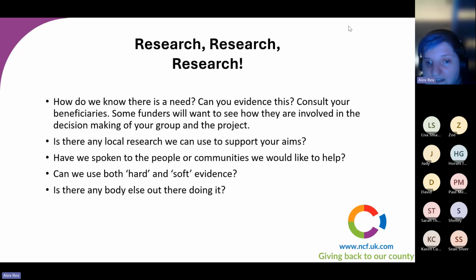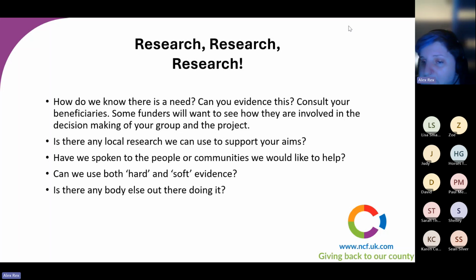It might be something a bit more out of the box than maybe you were thinking. So it's always really good to engage with that. So you're gathering evidence about what the need is, and then you can gather information about what they're after and what kind of projects they want to engage with as well.